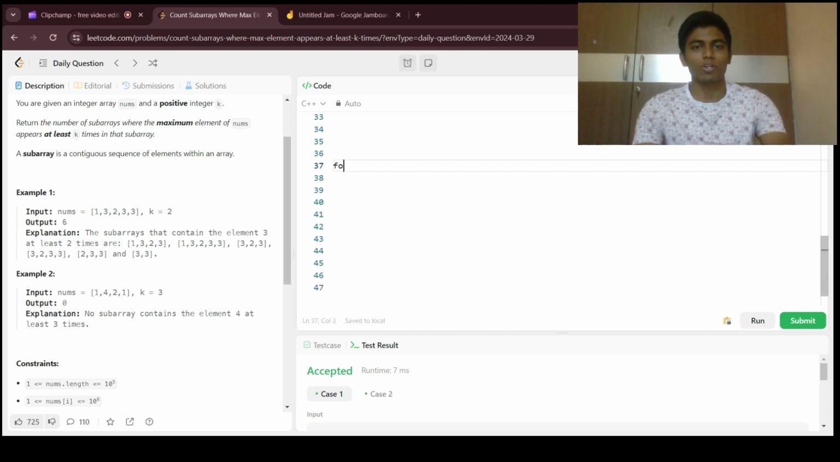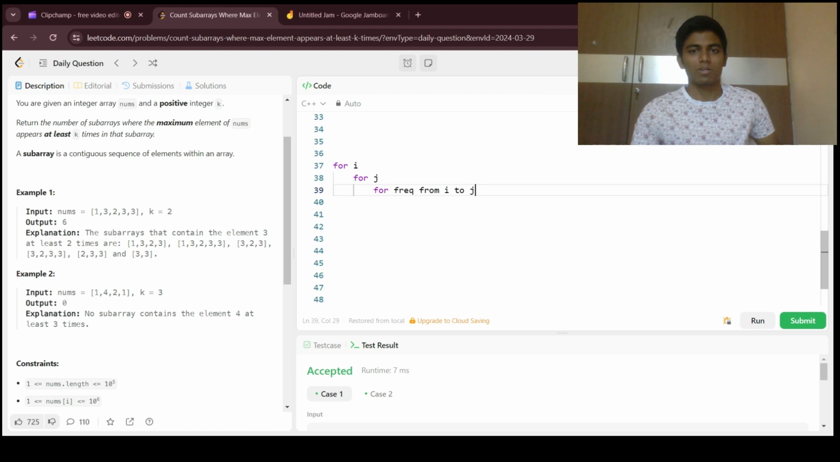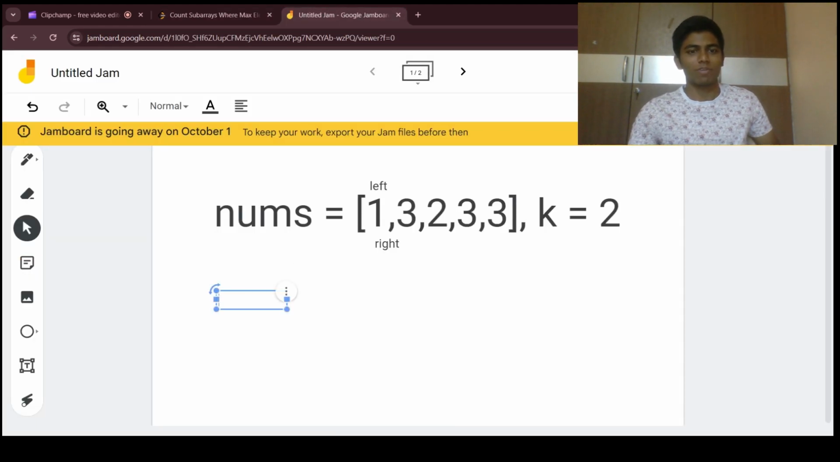For that, I'm going to use one for loop for starting and one more for loop for ending, and to calculate the frequency from i to j, there will be one more for loop. So this will be O(n cube) time complexity to solve this. So we'll come up with one more solution where we use the sliding window.